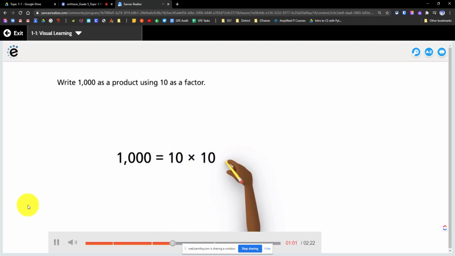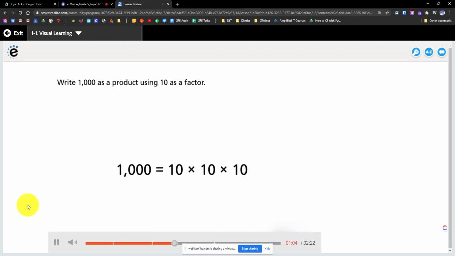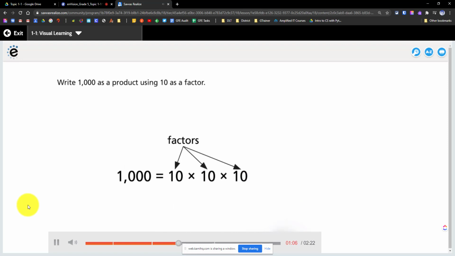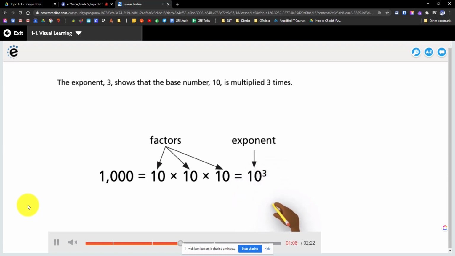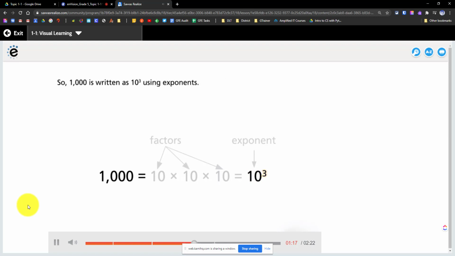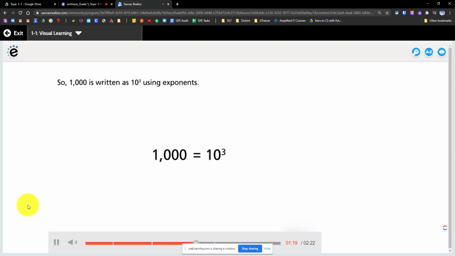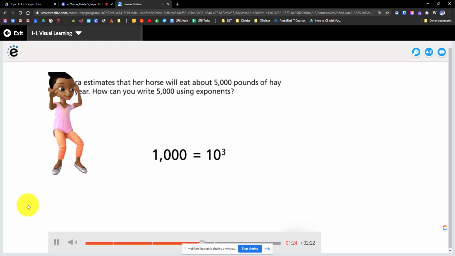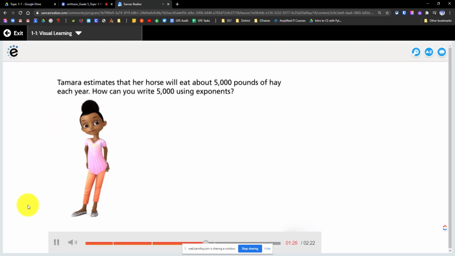Write 1,000 as a product using 10 as a factor. The exponent, 3, shows that the base number, 10, is multiplied 3 times. So, 1,000 is written as 10 to the 3rd power, using exponents. Tamara estimates that her horse will eat about 5,000 pounds of hay each year. How can you write 5,000 using exponents?